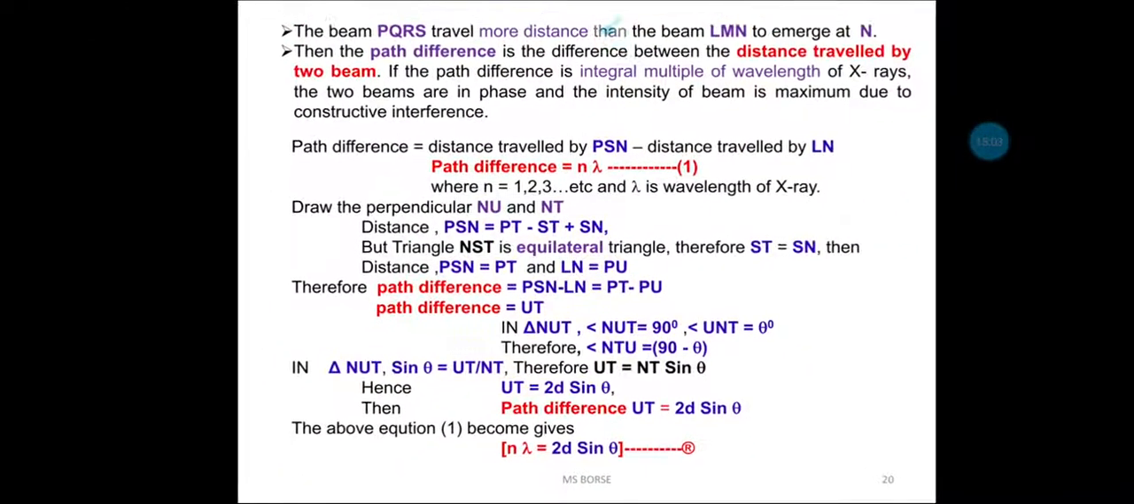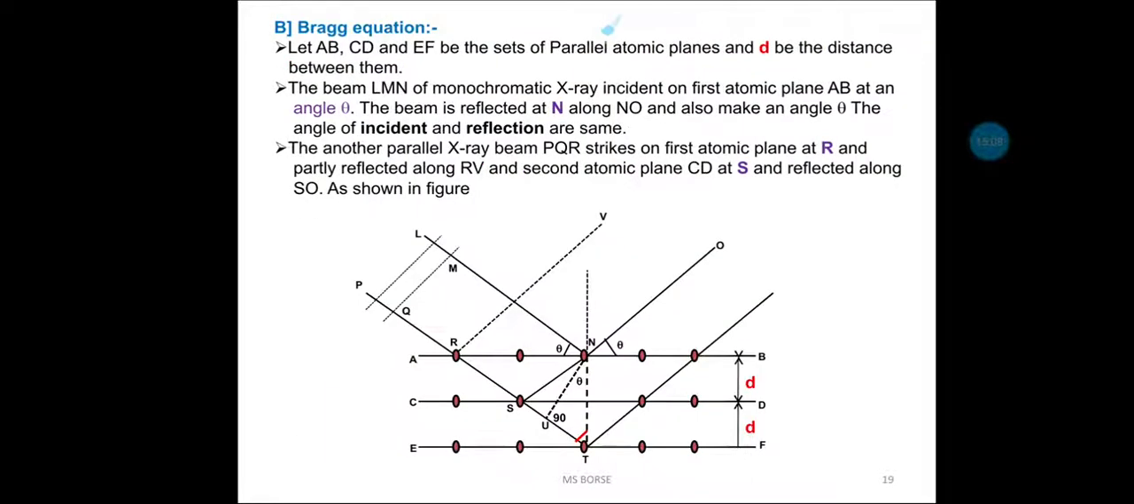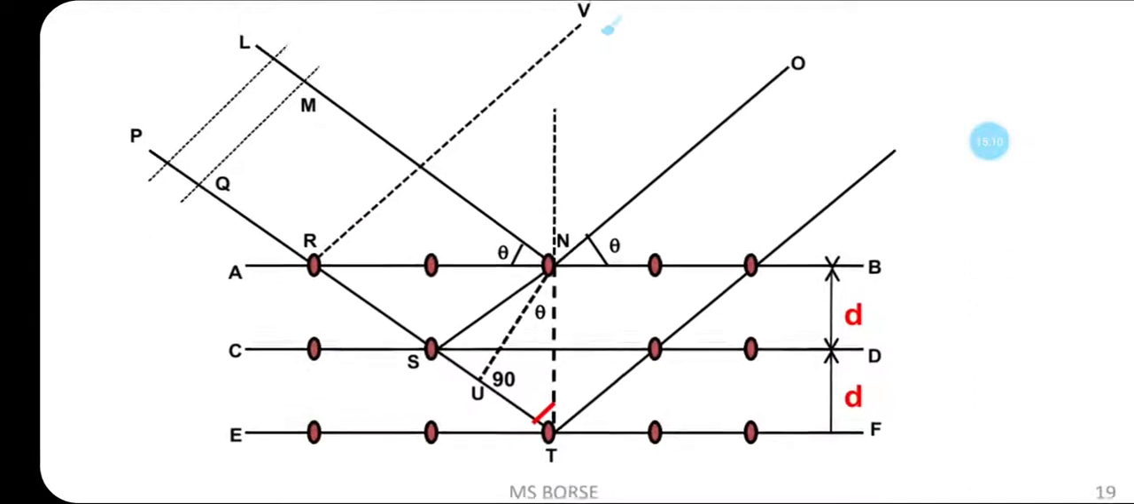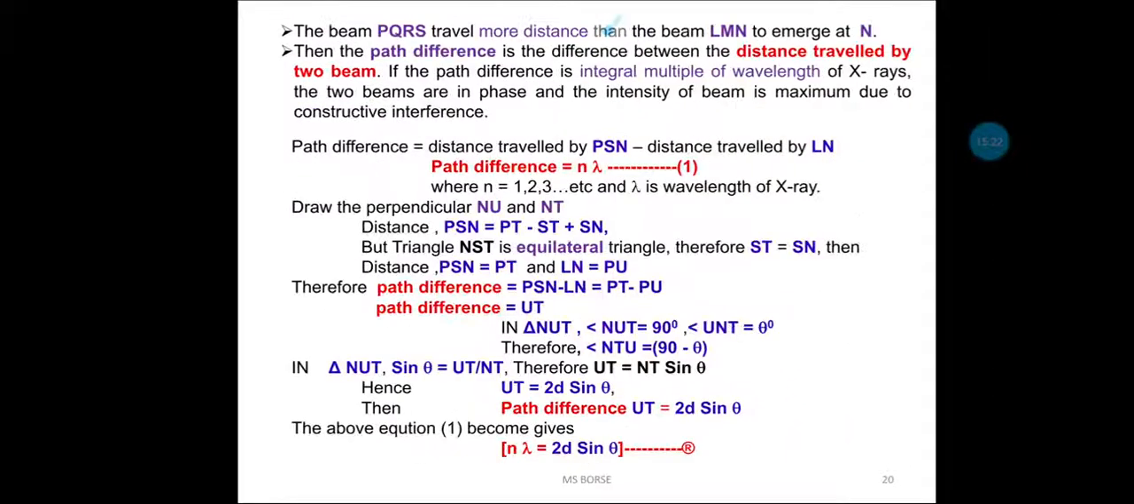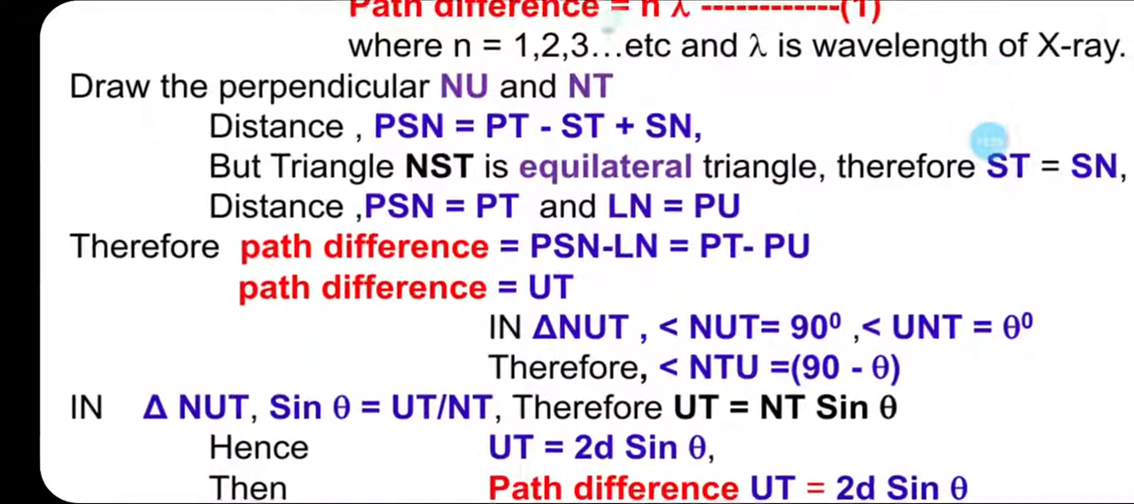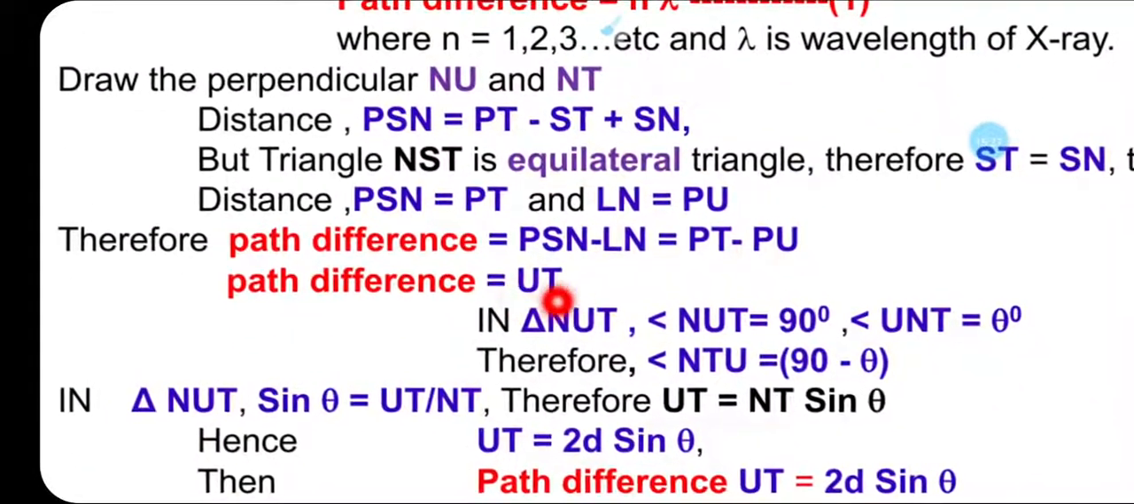So if you see the figure, PT minus PU is equal to UT, simple. So PT minus PU is equal to UT, that means the path difference is equal to UT.